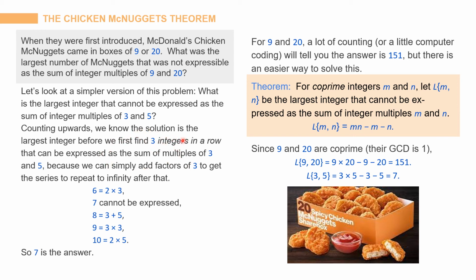we got there. If we take the smallest of the numbers, in this case 9, once we find 9 in a row that can be expressed as integer multiples, then we know we're done, and we found the largest number that cannot be expressed as the sum of integer multiples of m and n.